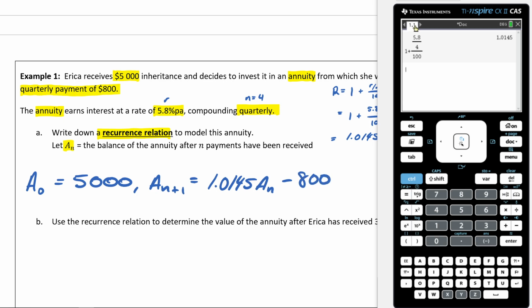So that right there is going to be my recursion relation. Just make sure you put in all the important parts. You've got the initial amount, and then you've got the rule right there. So there it is. Let us now move on to the next part.